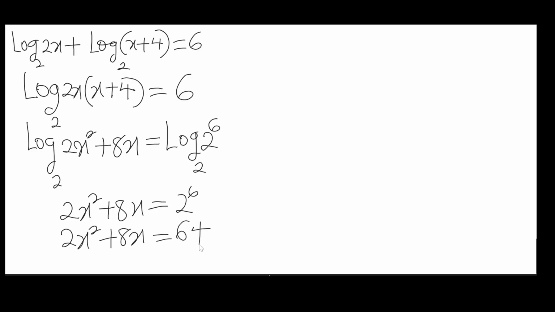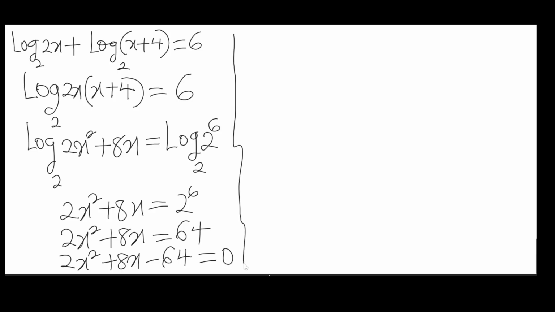You can see this is already giving a vibe of quadratic equation. So we have 2x squared then plus 8x minus 64 equals 0. So we have a quadratic equation already. So let me write the quadratic equation down. We have 2x squared plus 8x then minus 64 equals 0.